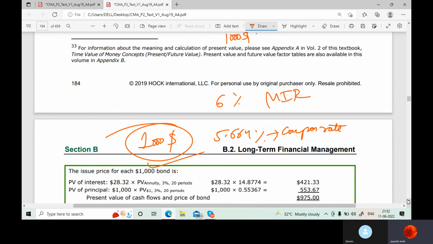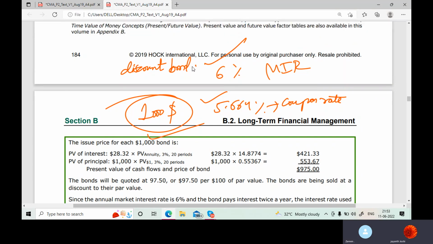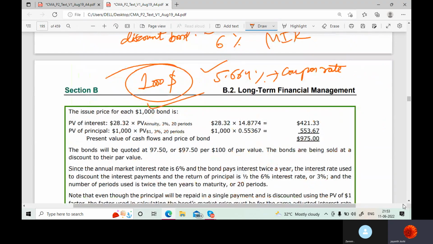You know one thing: when the market interest rate is high and the company is paying less, what bond is this? Is it a discount or premium bond? Discount. Yes, a discount bond. The market interest rate is clearly given as 6% and the company is paying less. So when you want to sell your bond, you cannot sell at a higher price, you'll sell at a lower price only. It's a discount bond.